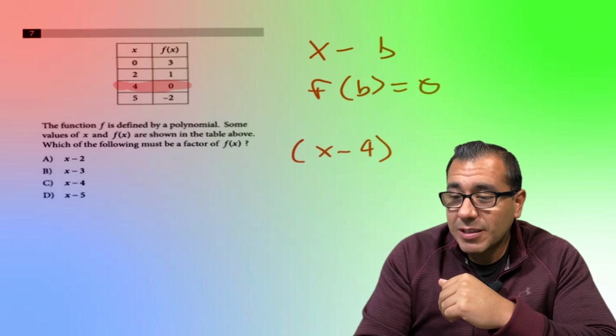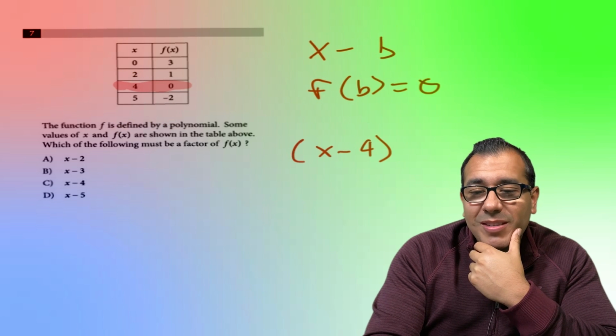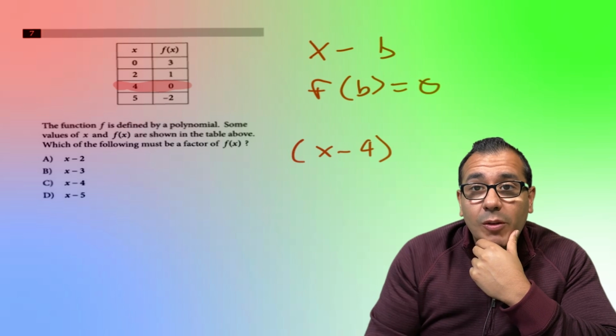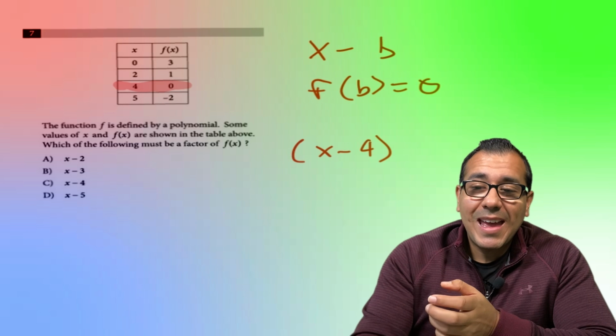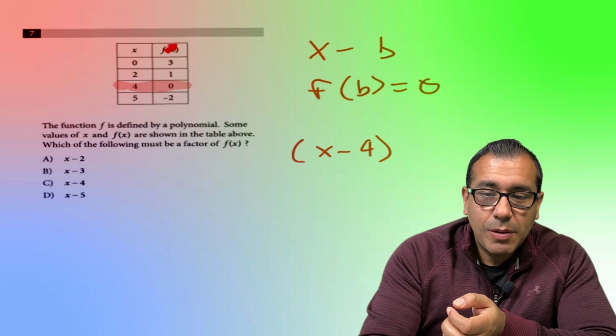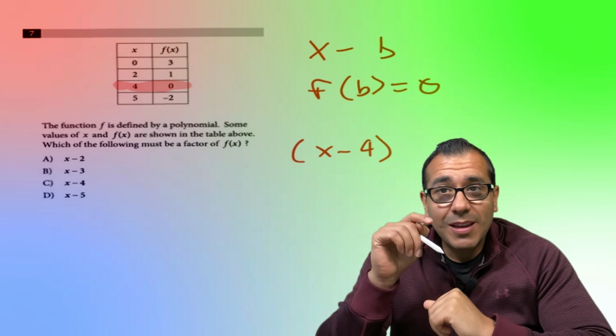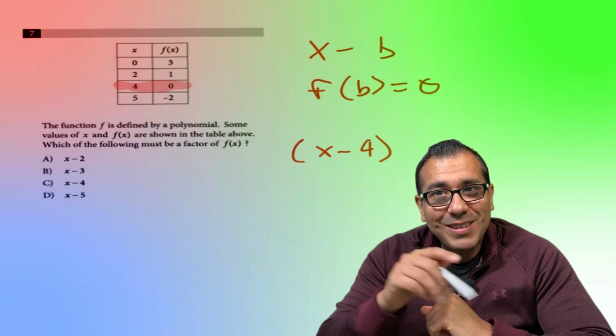Again, let's pretend this said f of 7 equals 0 instead of f of 4 equals 0. When I plug in x is 7, I get a 0. Well, what that would tell us is that x minus 7 would be a factor of this polynomial f of x. Make sure you have this theorem down, because you will be seeing this question.